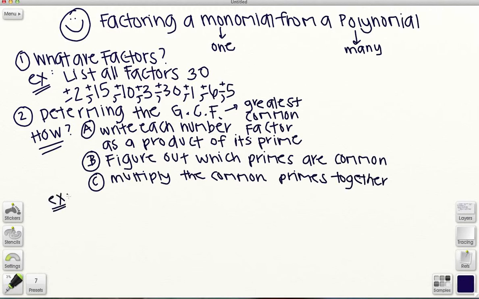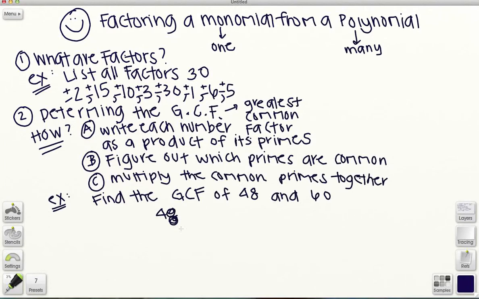So let's do that. I want to find the GCF of two numbers, 48 and 60. So how do I do this? Step A, write each number as a product of its primes. Here's how we do it. Let's first start with 48.